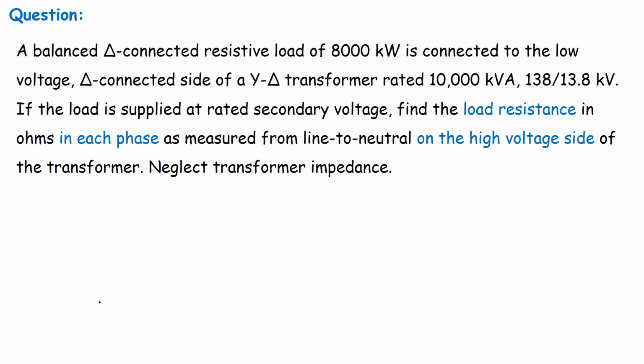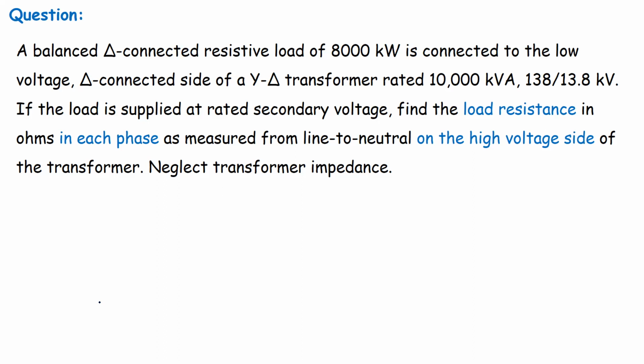In this video, we will be looking at impedance transformation for a three-phase transformer-based system. Here is a question: a balanced delta connected resistive load of 8,000 kilowatts, so it's 8 megawatts basically, is connected to the low voltage delta connected side of a Y delta transformer rated 10,000 kVA, 10 MVA basically, comma 138 per 13.8 kilovolts rating.